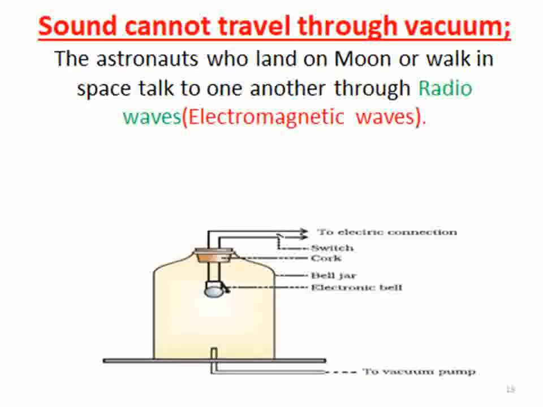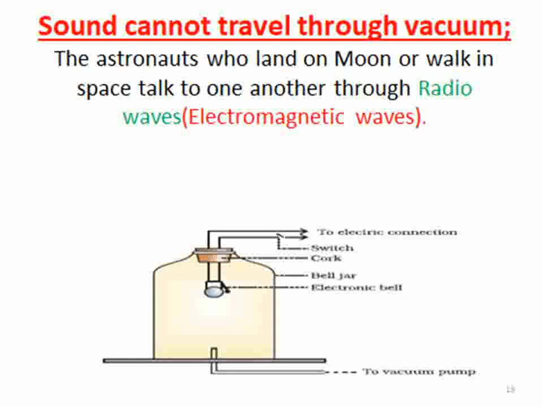Sound cannot travel through vacuum. Vacuum means air is not present there. The astronauts who land on the moon or walk in space talk to one another through radio waves, electromagnetic waves, because sound waves are mechanical waves. They cannot travel in vacuum. Sound waves require a material medium for their propagation.